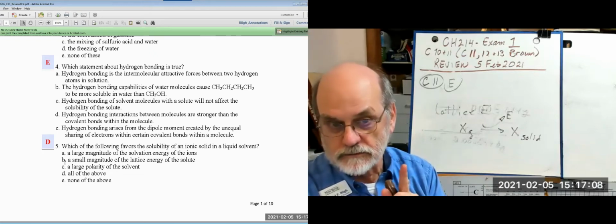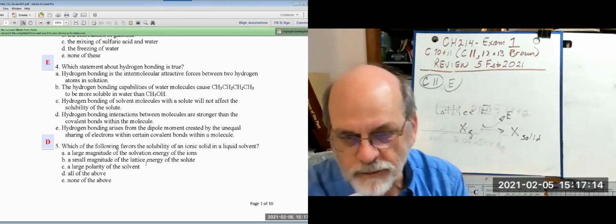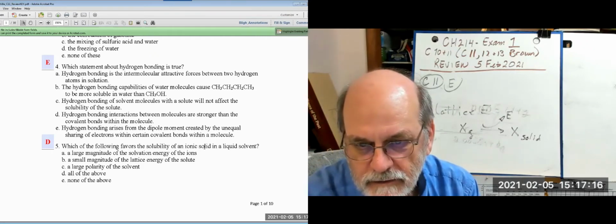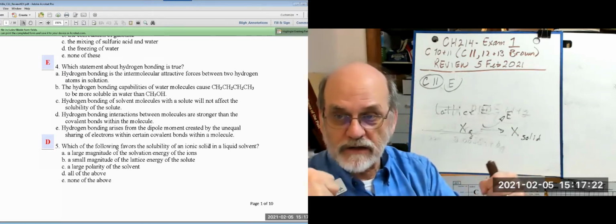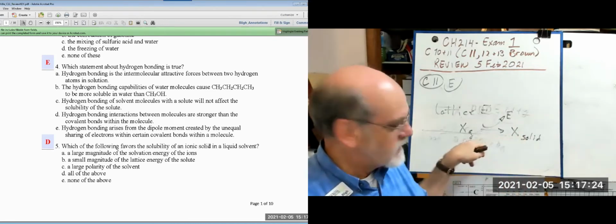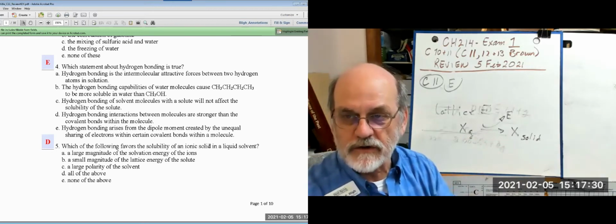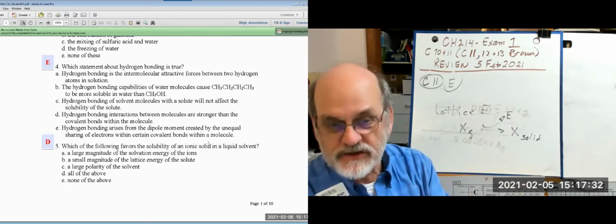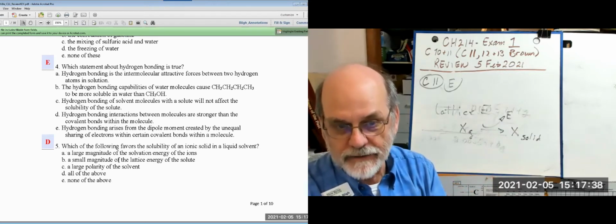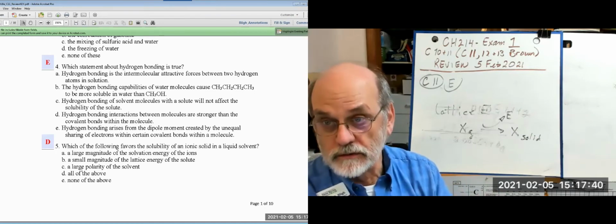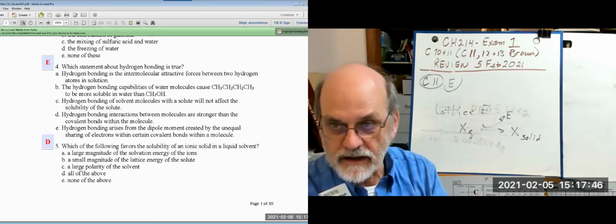B is true. A large polarity of the solvent. Well, let's look back at the ionic solid. The ionic solid is pulled apart here. Then the large polarity of the solvent will form the attractive forces. And that's just another way of saying A, the solvation energy is high. So all of these are true. They favor the solubility of an ionic solid in a liquid solvent.